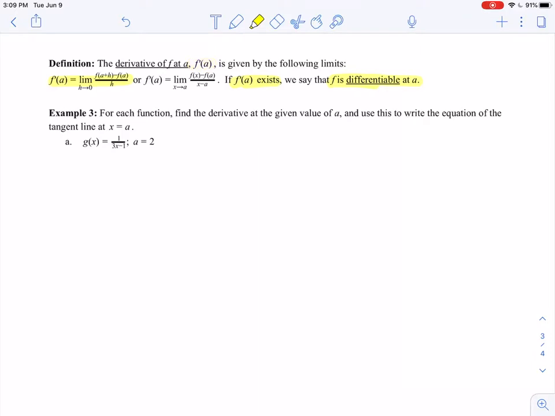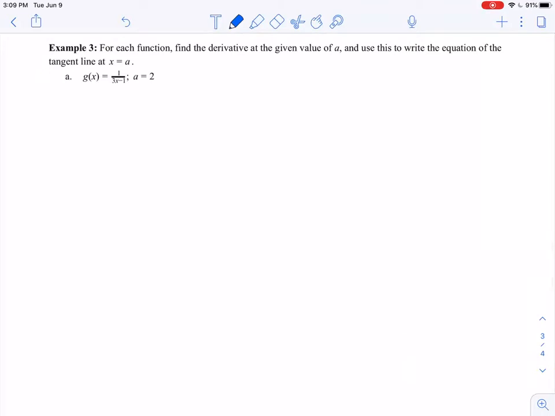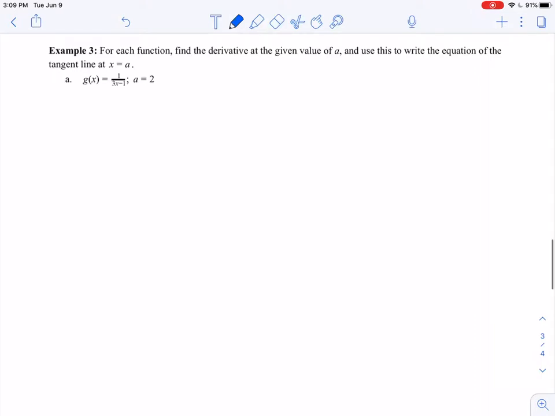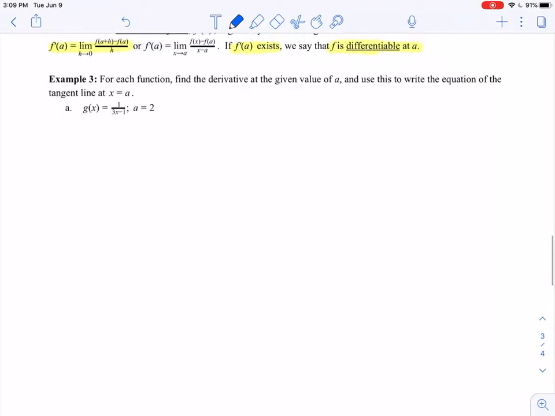So let's see if we can use this here. Example 3 says, for each function, find the derivative at the given value of a, and then use that to write the equation of the tangent line at x equals a. So okay, I want to use this derivative, and I'm going to use this highlighted version, the one we've been using. So here, let's see, step 1.